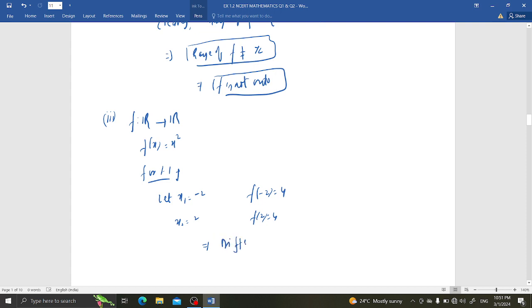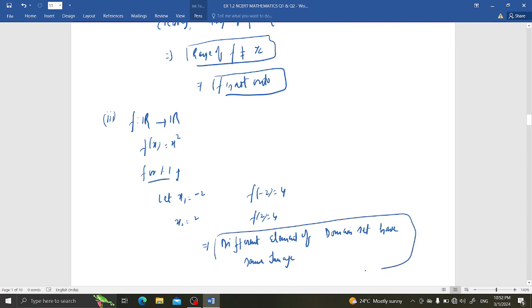What can we say here? Different elements of the domain set have the same image, and the function is not 1-1.